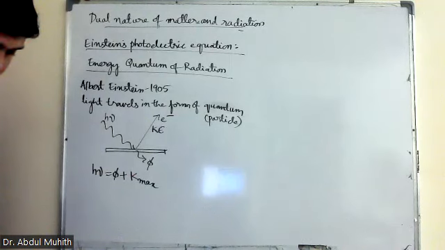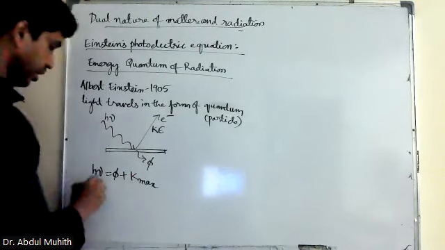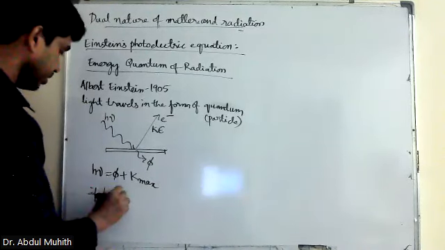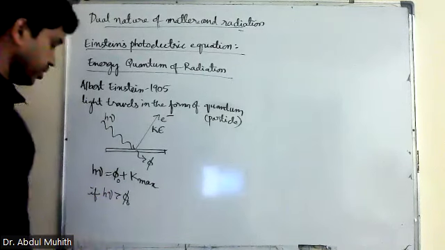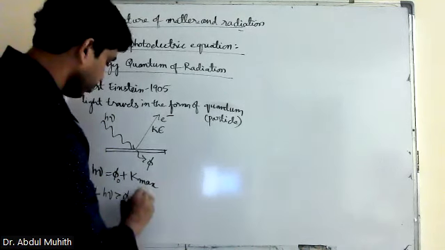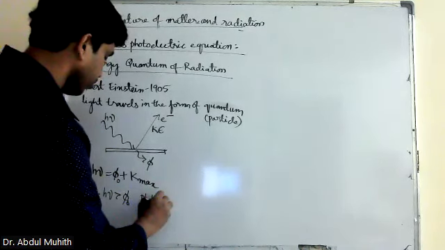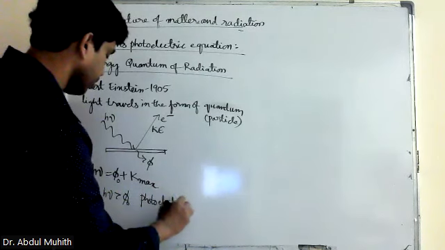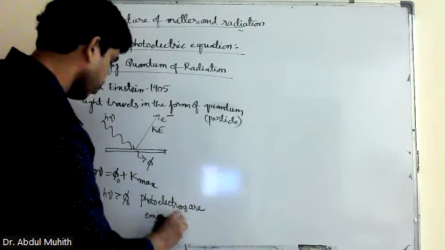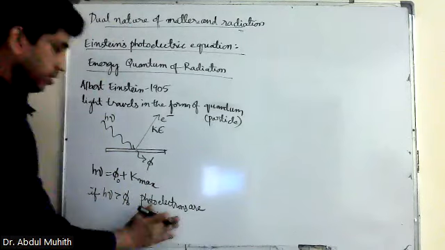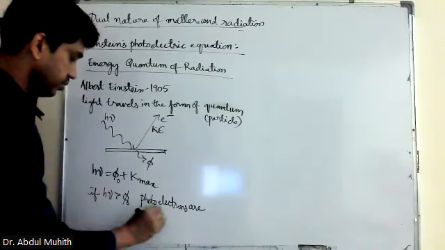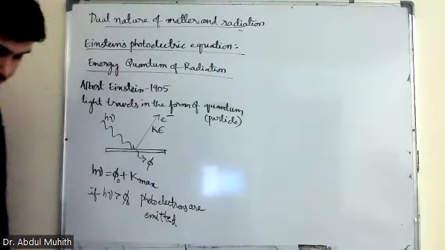Now we know that if h nu is greater than the work function phi 0, electron emission will take place. If h nu is greater than phi 0, what will happen? Photoemission takes place. Photoelectrons are emitted.